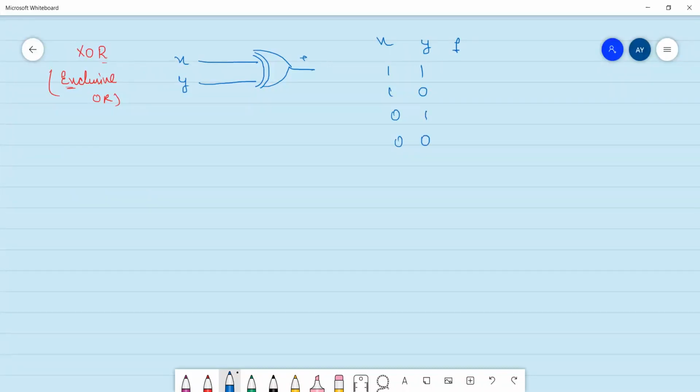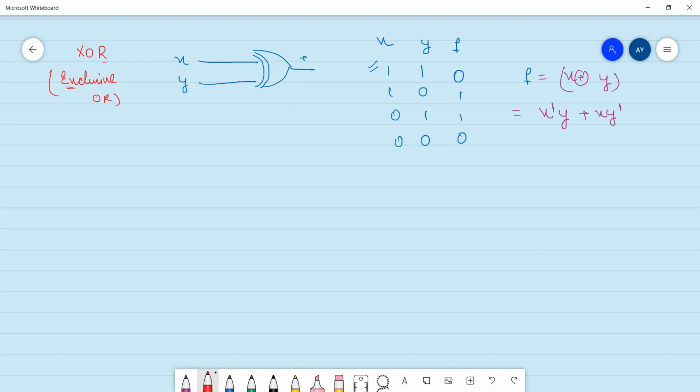So what is exclusive OR? Identical truth values will be false. So this is 0, this is 0, and this is 1 1. How will you define? F is equal to x exclusive OR y. So how is this written as x dash y plus x y dash? Okay, this is the Boolean formula for XOR.